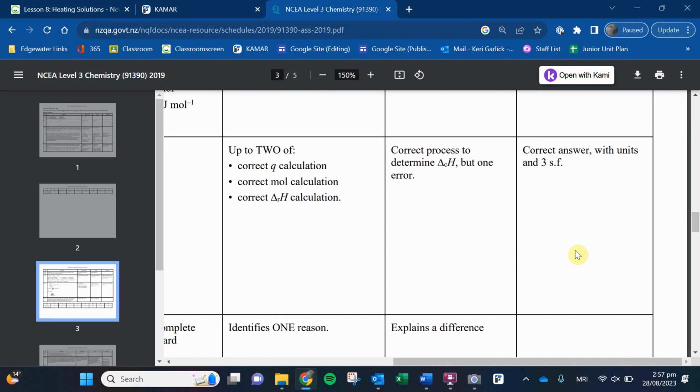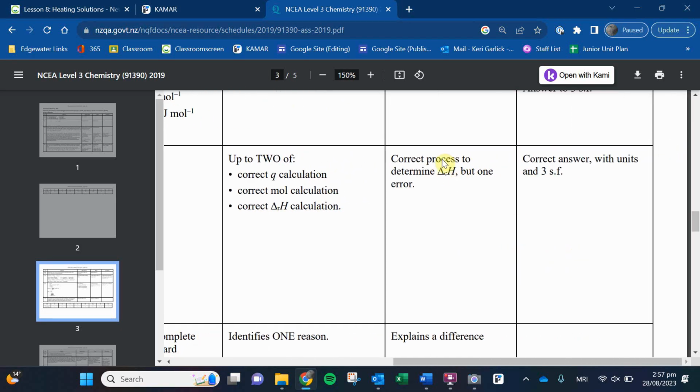Next one here for the merit then was correct process to determine the enthalpy of combustion, but there is one error. So again, this is what I keep saying. Show all your working. Don't just write the final answer down, because then an examiner can backtrack and see where the error was. If it was a minor error, they can give you a merit point. If it wasn't a minor error, but you've done steps correctly, then they can give you some achieve points.